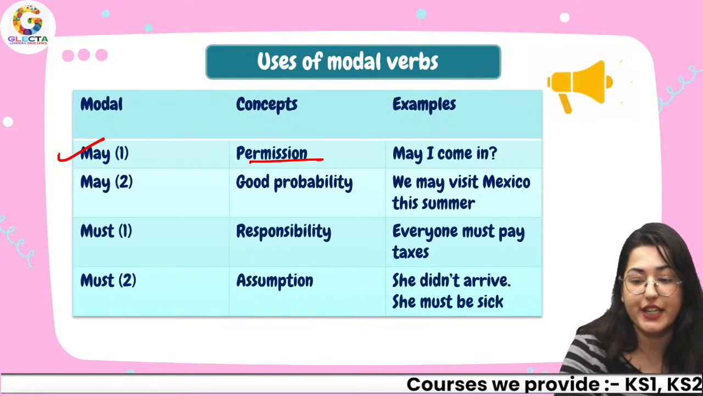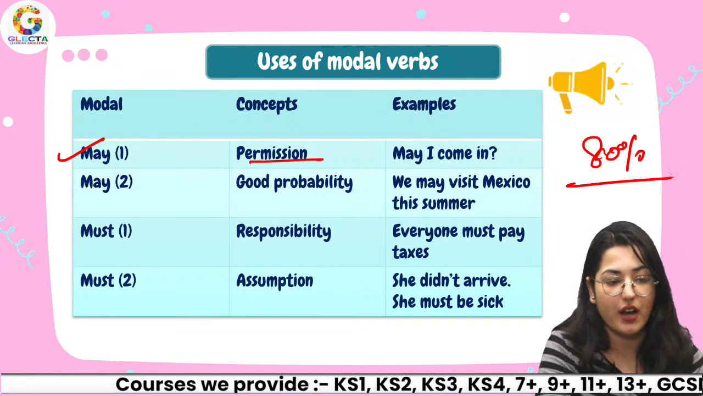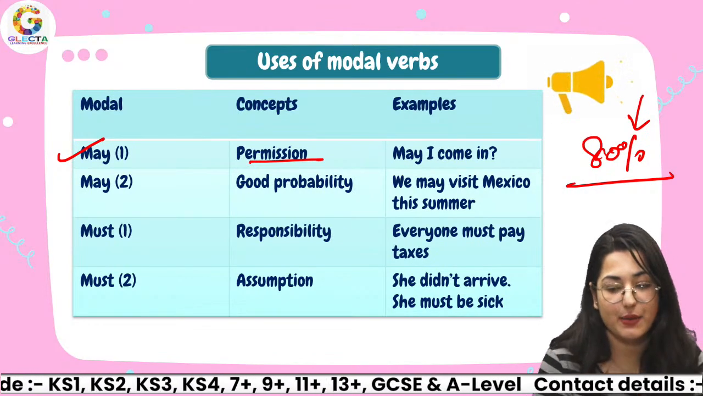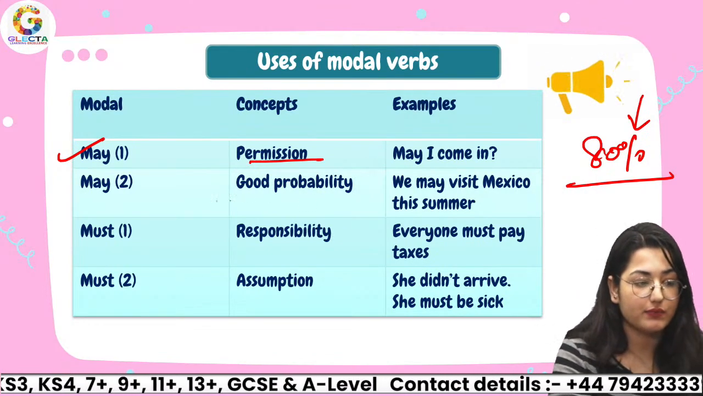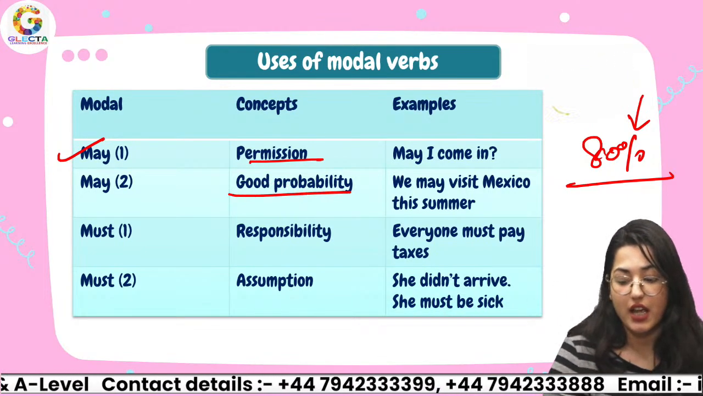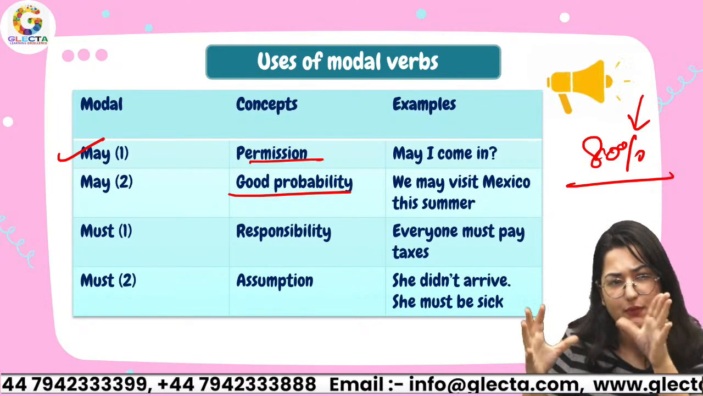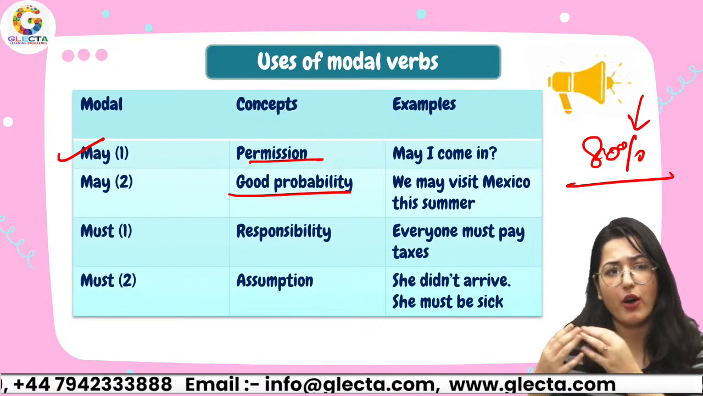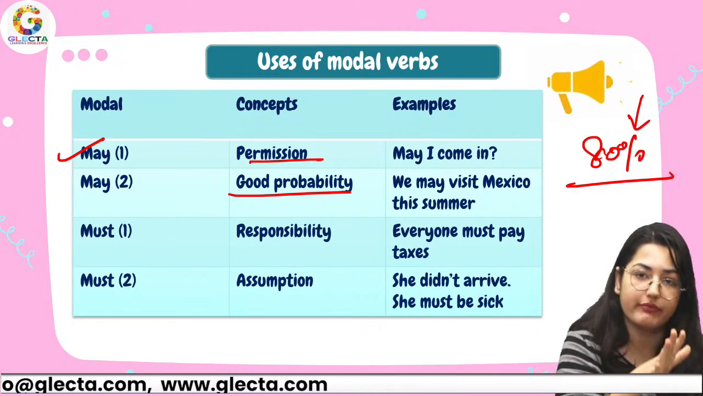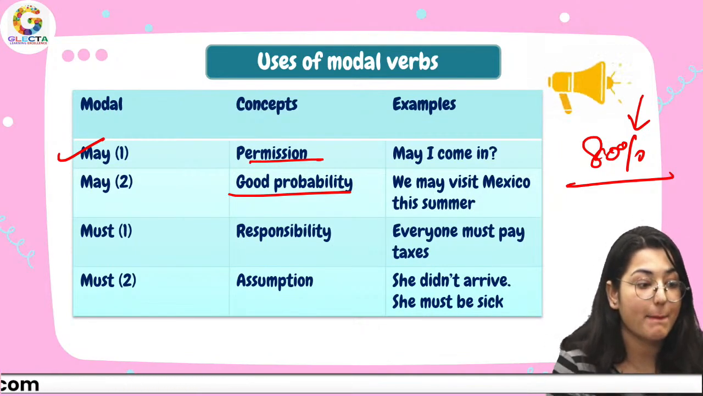Yes, the percentage for may, very good, students. I have started receiving answers, and Abdul was the first one to answer this. It's 80%. Yes, it's 80%. May, like we may visit Mexico this summer. When I'm saying we might visit, we may visit, the more I'm confirmed about is may, not might, because might has a lower percentage of things to be done. Next is must.